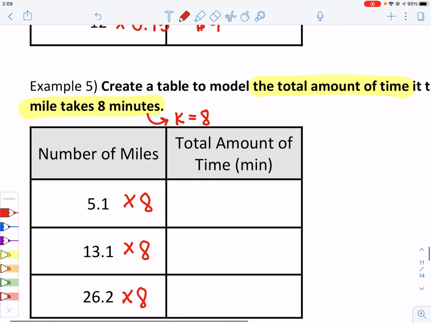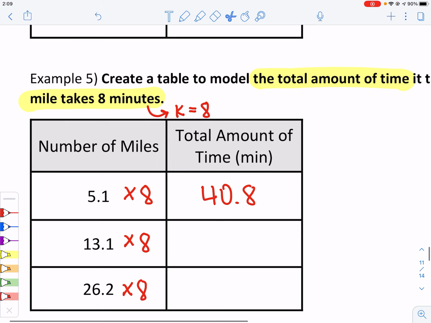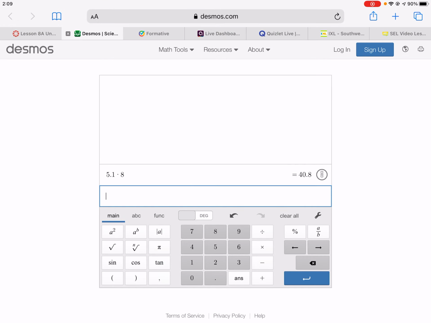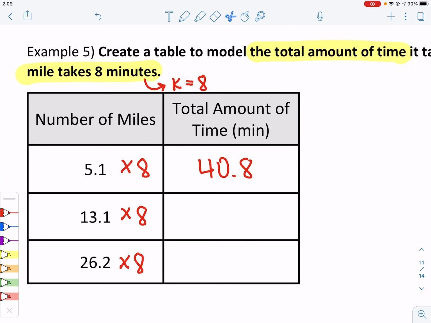So that means it takes you 40.8 minutes to run a 5K. Okay, now 13.1, that's a half marathon. If you run a half marathon at 8-minute pace, 13.1 times 8, 104.8 minutes.